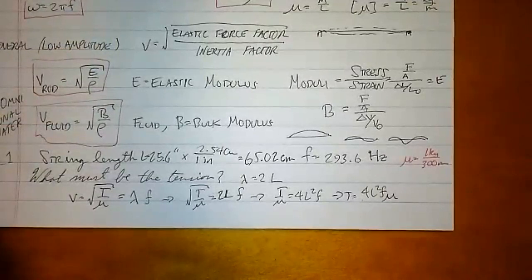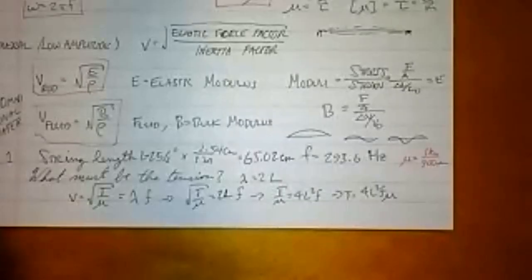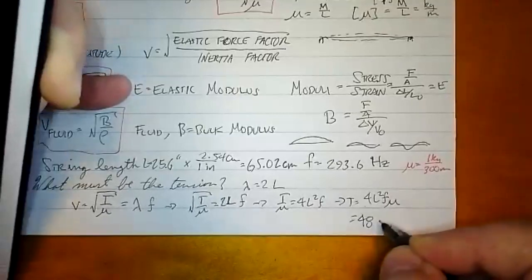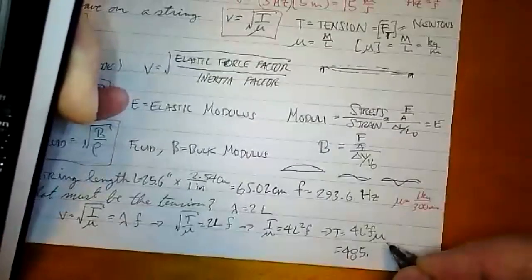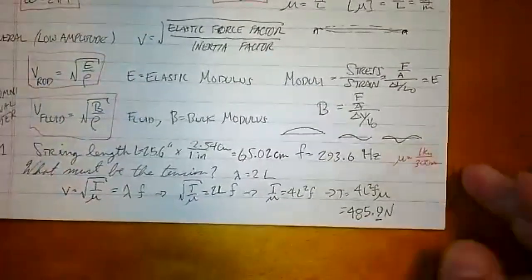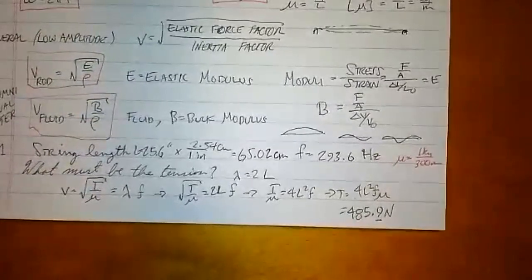So 4 times 0.65. Notice I said 0.65, I'm using meters. 4 times 0.65 squared times 293.6 squared times 1 divided by 300. And I get a tension of 485 newtons. 5.9 newtons. And that's actually the right number of sig figs. So there's a typical problem you can do.